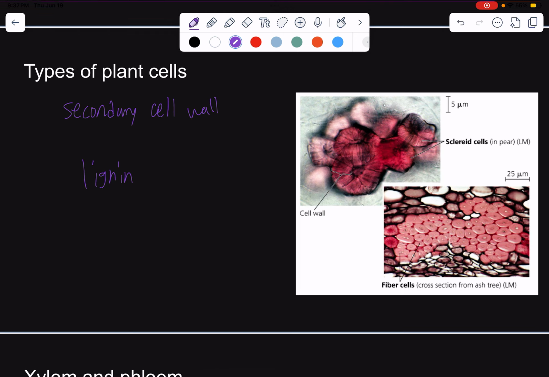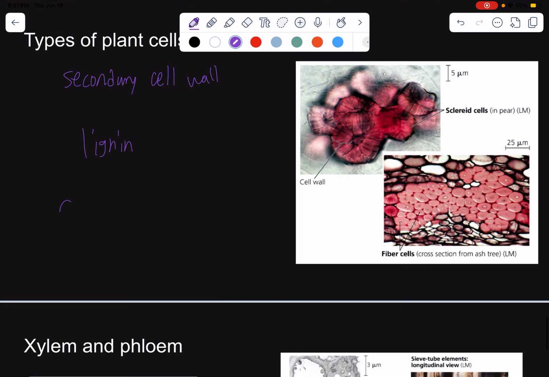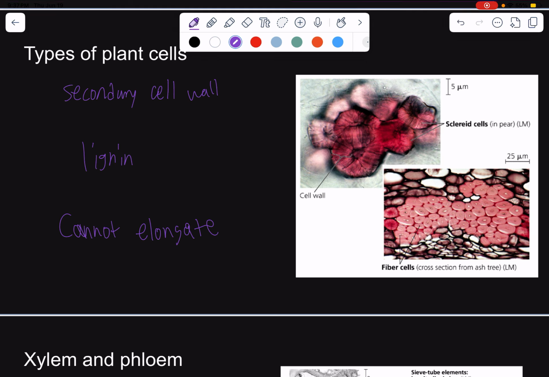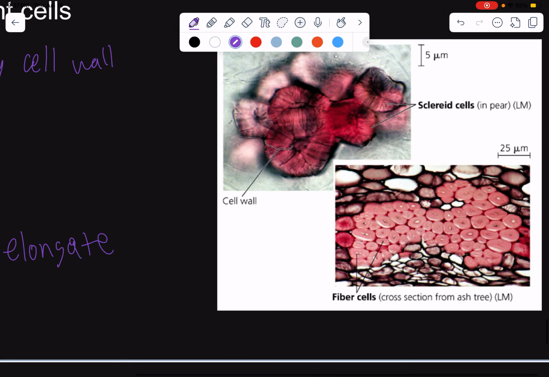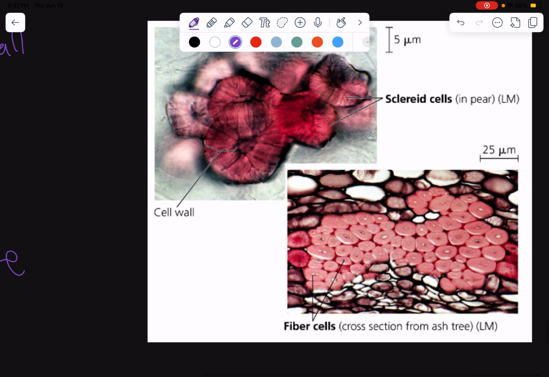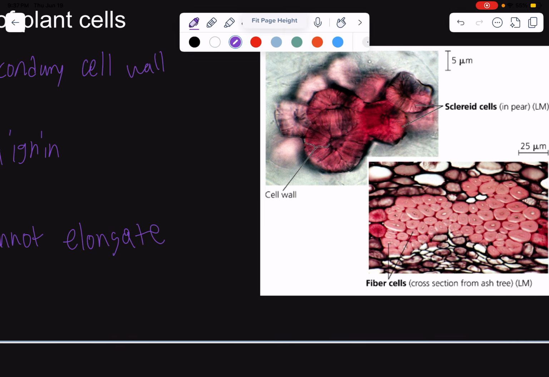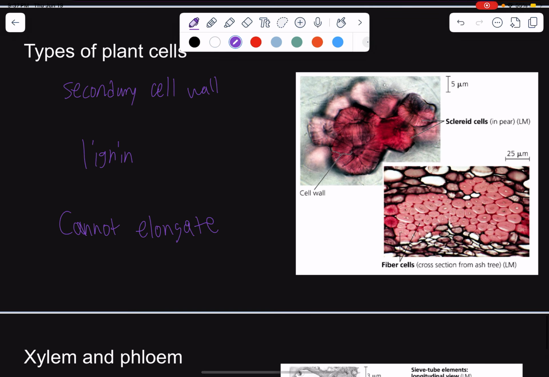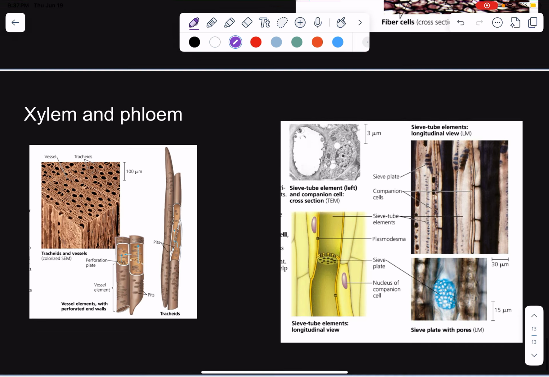And when sclerenchyma cells reach maturity, they cannot elongate. So essentially, this also means that they're dead at functional maturity. So after the secondary cell wall is made, they die. And they occur as fibers, and they give the gritty texture to pears in sclereid cells. So finally, we arrive at the xylem and the phloem.